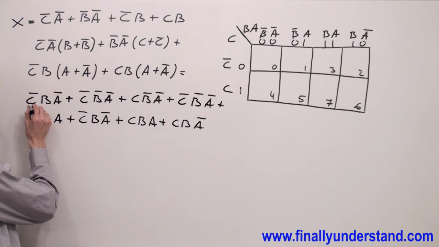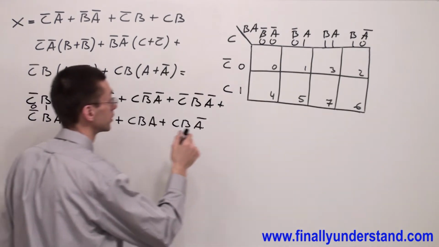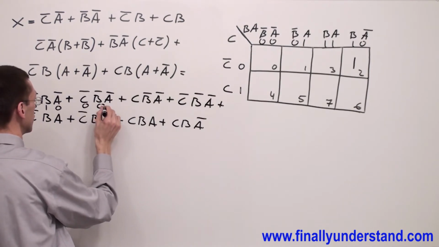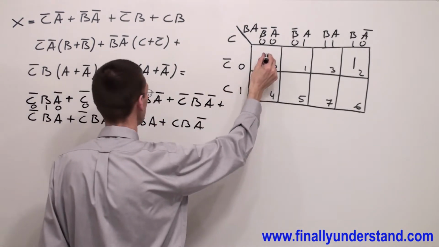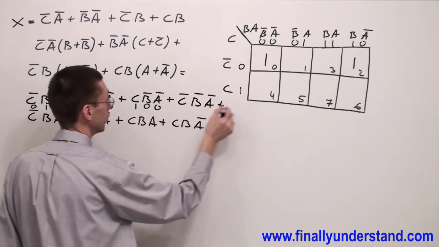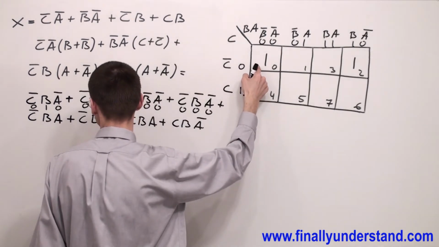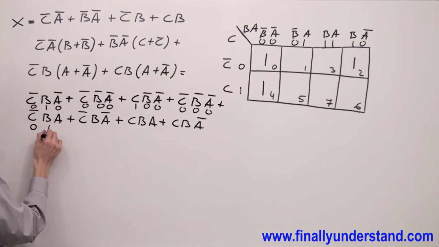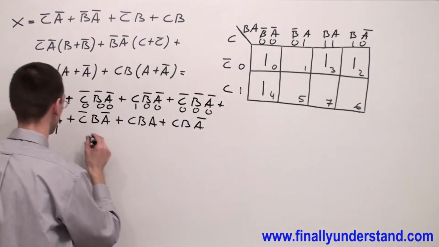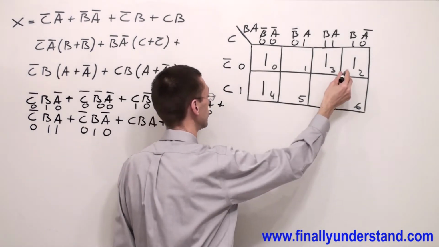C not represents 0, so this is 0, 1, 0. This is binary 2. That's why I'm going to write 1 in cell number 2. This is 0, 0, 0. This is binary 0. This is 1, 0, 0. This is binary 4. I have 0, 0, 0. This is binary 0. It's marked already. I have 0, 1, 1. This is binary 3. I have 0, 1, 0.